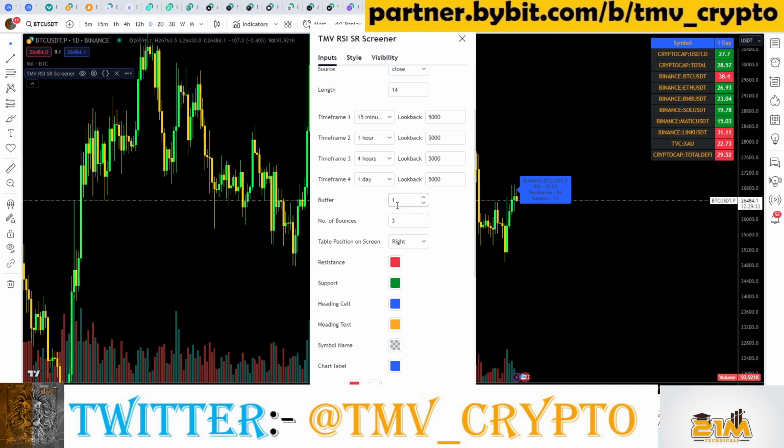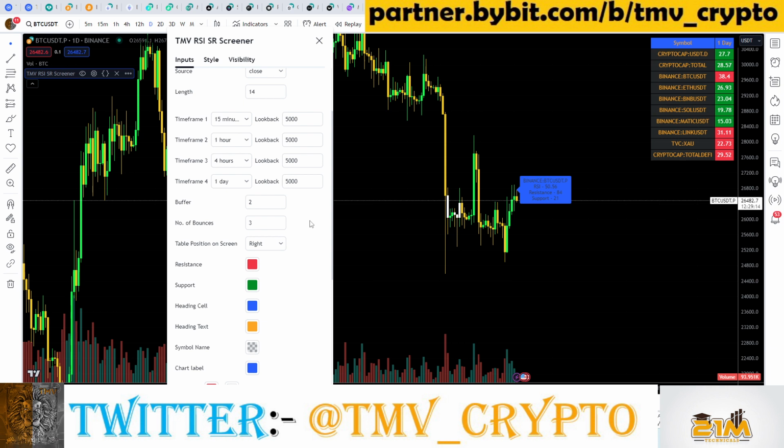So as and when there is a wick, or even a close or touch of RSI inside that range, it's going to count that as a support. Now, for example, bounces. What are bounces? So you can play with the buffer. You can increase the buffer so as to maybe get some more closure levels.